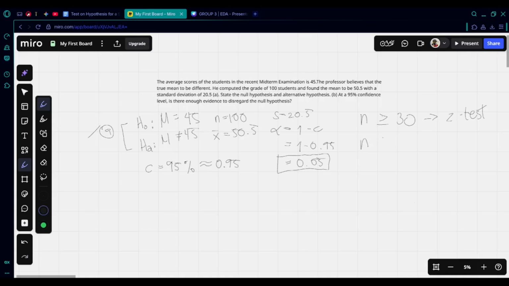And when the n is less than 30, we will use the t-test. Since we have our n, which is 200, we will use the z-test. Now that we identified the test that we will use, the next thing that we have to do is to compute. So, like I said, we will now compute the test statistic.